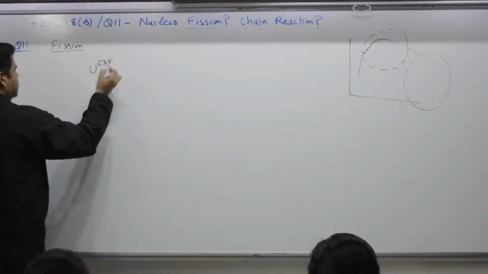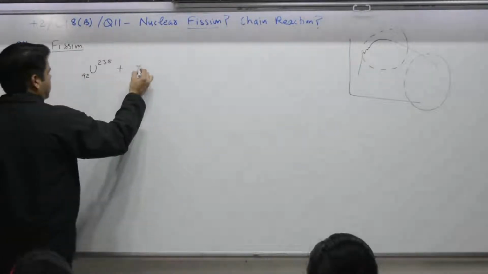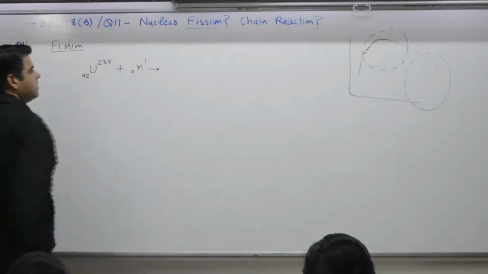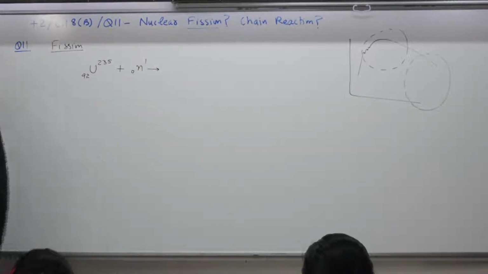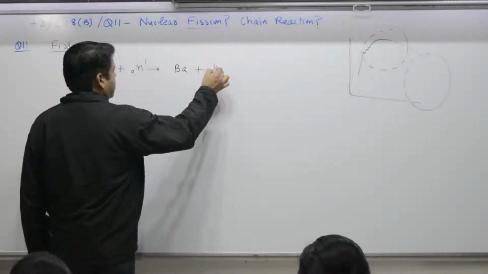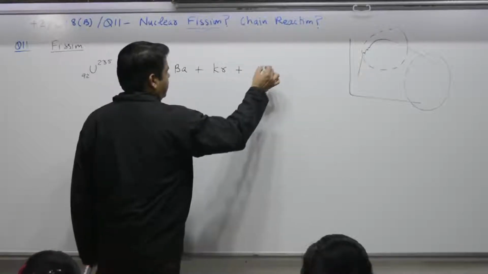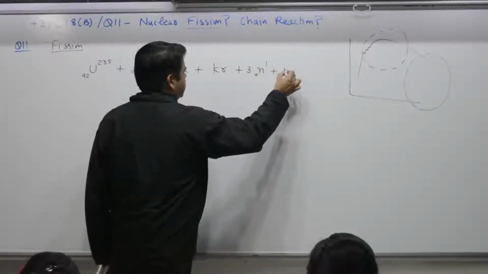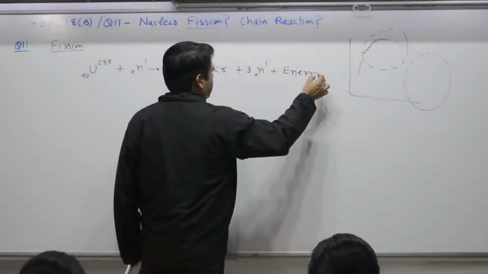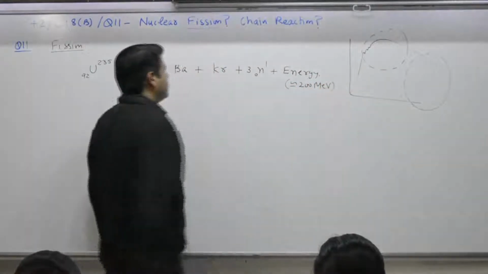235, check the reaction please. Uranium 235, this is 92. Fast moving neutron will hit. Outcome is what? Yes. Barium and krypton. Barium, Kr is krypton, sure. Neutrons, how many? Plus energy. Of what order? Say 200 mega electron volt.